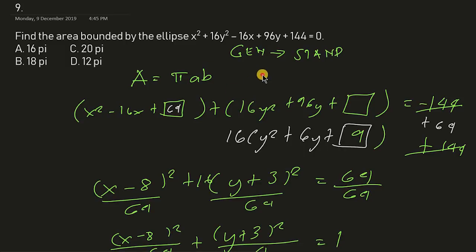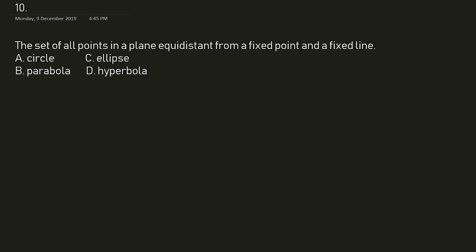Pwede ko siyang ma-solve. Area is therefore equal to 8 times 2 times pi, or area is equal to 16 pi. That's letter A ulit. Alright? So, that's how to solve the area of an ellipse. Next, problem number 10. The set of all points in a plane equidistant from a fixed point and a fixed line. If you review your definition of conic section, this is equal to a parabola.